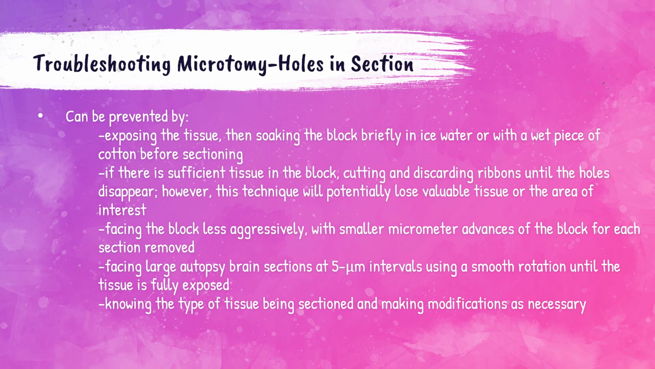Holes in the tissue section can be prevented in a number of ways. You can soak the block briefly in ice water or with a wet piece of cotton before the sectioning process. If there is a lot of tissue, you can cut and discard the ribbons until those holes disappear. This really isn't a great method as you can potentially lose important parts of that tissue. You can face the tissue block less aggressively by making smaller micrometer advances. For large brain tissue specimens, you should cut at 5 micron intervals until the tissue is exposed, and this will help to prevent those holes.